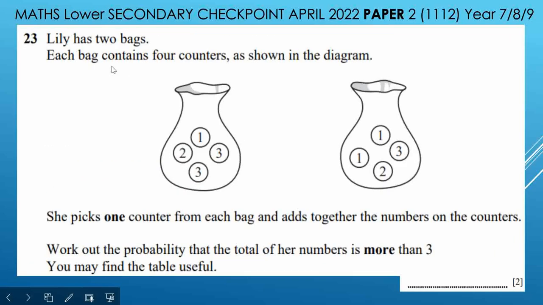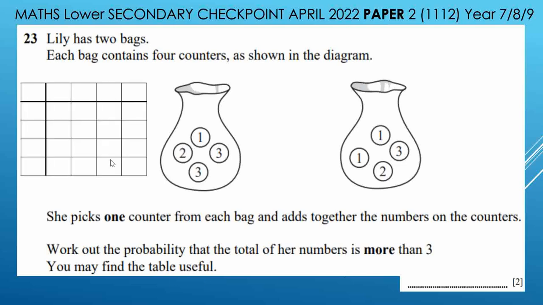Question 23. Lily has 2 bags. Each bag contains 4 counters. As shown in the diagram, she picks 1 counter from each bag and adds together the numbers on the counters. Work out the probability that the total of her numbers is more than 3. You may find the table useful. This is the table.